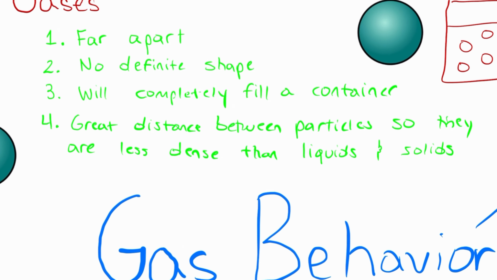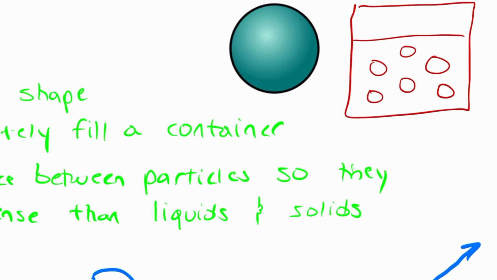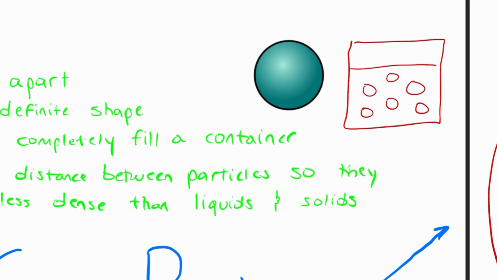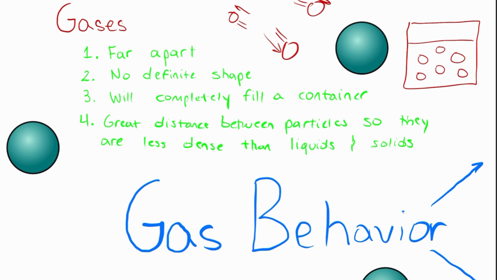Another big characteristic is that gases have great distance between particles, so they are less dense than liquids and solids, which makes sense. They're so far apart from each other that their density is much smaller than a liquid's or a solid's, because they tend to shoot out into this free matrix. They're all spread apart. Another visual you see is these marks showing that the gas particles are so fast and shoot out. So again, they're less dense than liquids and solids.